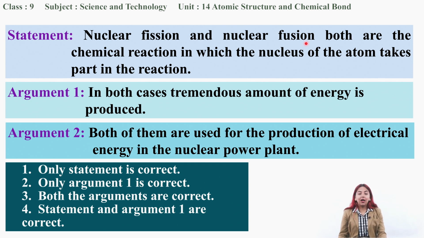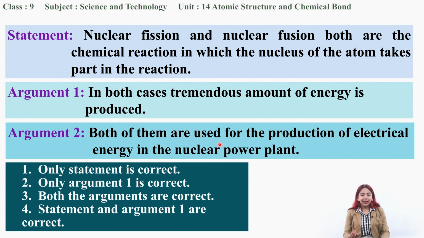Now, let us check if argument 1 is correct or not. In both cases, a tremendous amount of energy is produced. Is this true? Yes, it's true, because in both nuclear fission and fusion, a tremendous amount of energy is released when the nucleus either fuses or dissociates. Now, the final argument: both of them are used for the production of electrical energy in the nuclear power plant. Is this true?